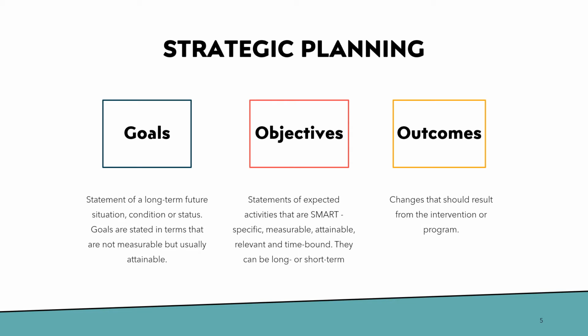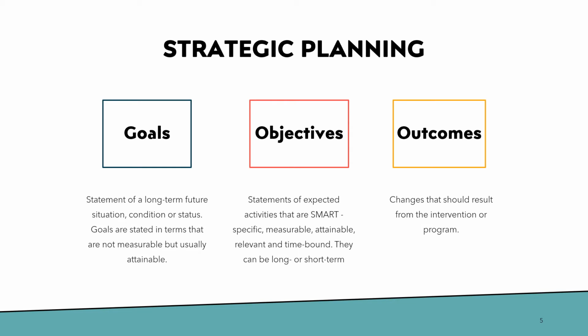So those parts aside, when you get down to the nuts and bolts, the goals, objectives, and outcomes are sort of the next level of realization of the program, realization of the mission, and how you're going to actually achieve the vision.